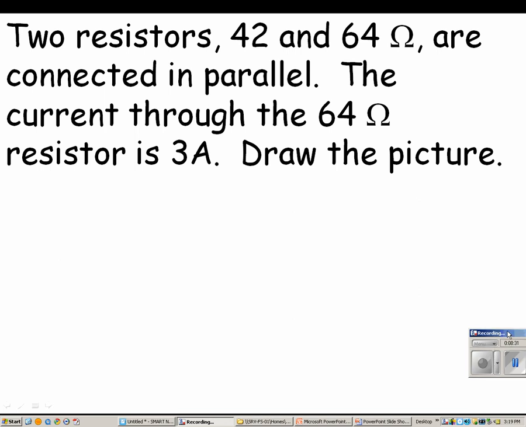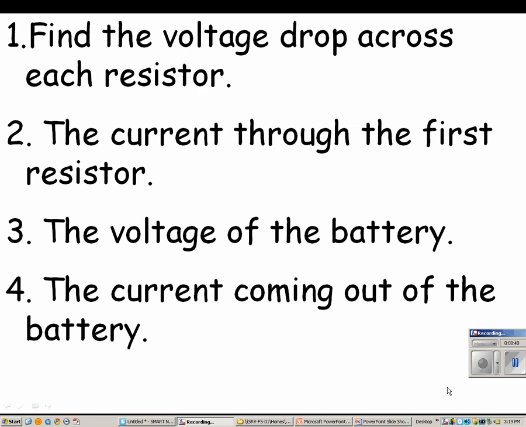So here we have a problem where two resistors, 42 and 64 ohms, are connected in parallel. Current through the 64 ohm resistor is 3 amps. I want you to draw the picture now. So pause the video and draw that picture. And I want you to find the voltage drop across each resistor, the current through the first resistor, the voltage of the battery, and the current coming out of the battery. So write those down as things you want to solve for, and we'll do that.